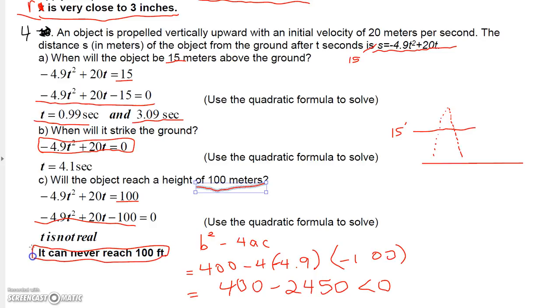100 feet. And that pretty much sums up the applications that lead to quadratic equations.